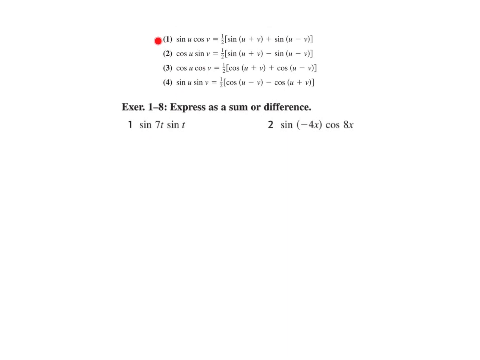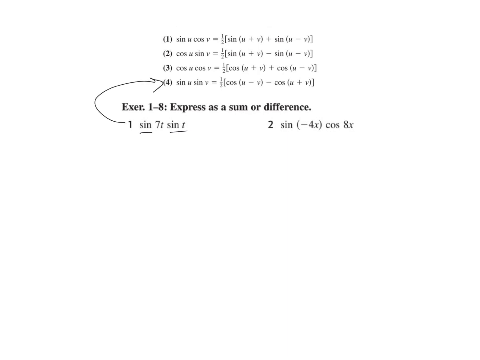And so our first problems here, we have a product of sine u times cosine v equals the formula. And then we have 4 of these formulas. So you have to match up for number 1, number 2, which one of these you're going to use. So I'll just draw a line for number 1. As you can see, we have sine times sine. So that is going to be number 4 here.